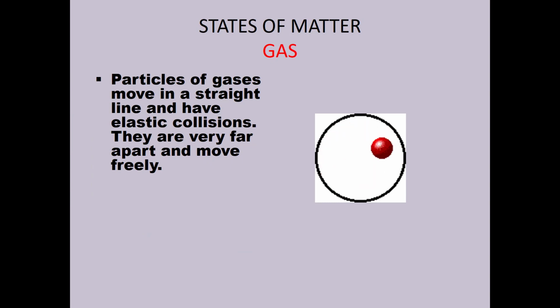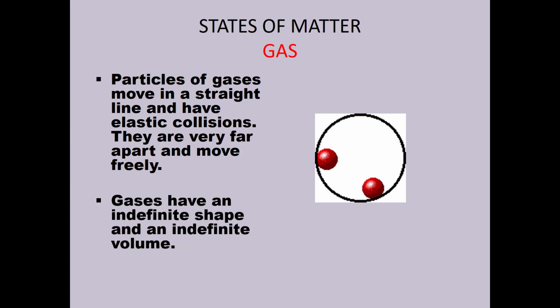The particles are far apart from each other, and when they do collide, when they do travel, they travel in a straight line, and then they'll collide with their container or with other particles, and then they'll bounce off. As far as the shape, they have an indefinite shape, meaning they take the shape of whatever container you put them in, and they'll also expand or contract to fill whatever volume that you put them in.